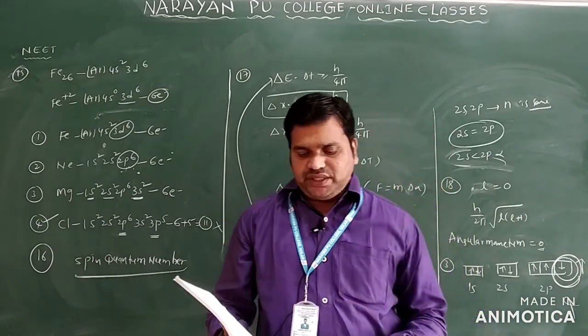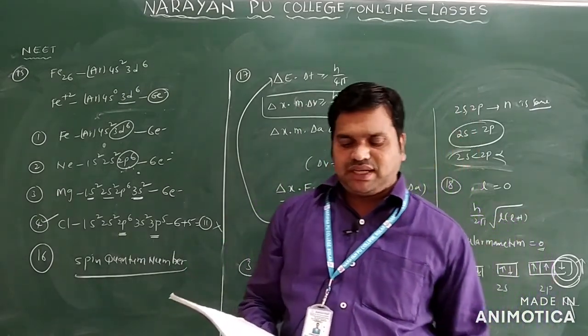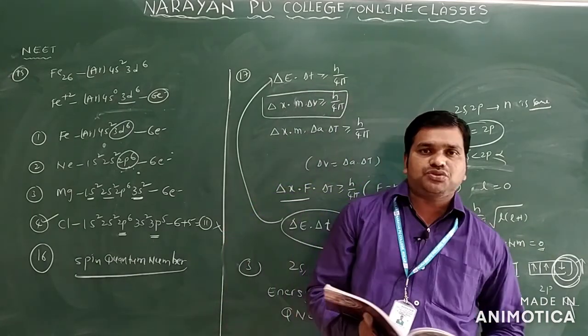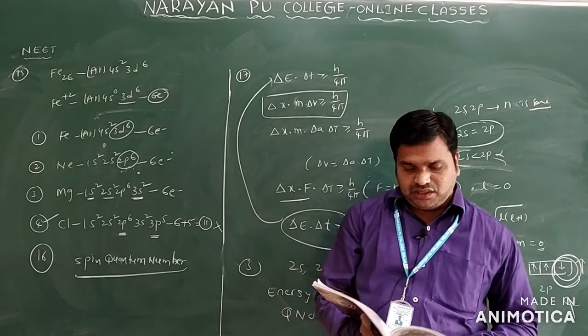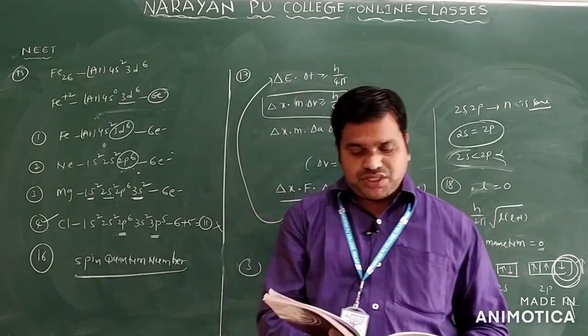The m value for the dz square orbital is what? 0. What is your answer? Option 3 for this question only. So these are the NEET and AIIMS questions from your material. So such a pattern of objectives is completed.